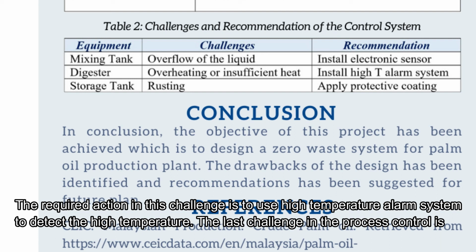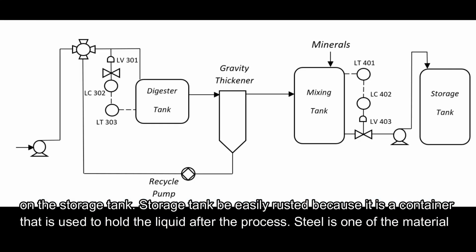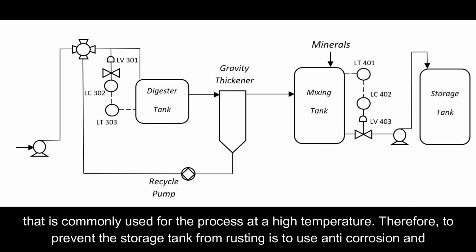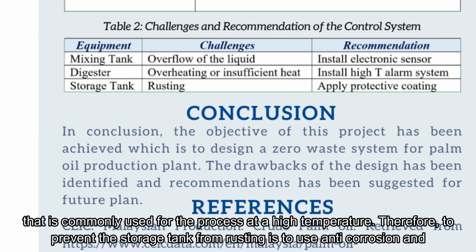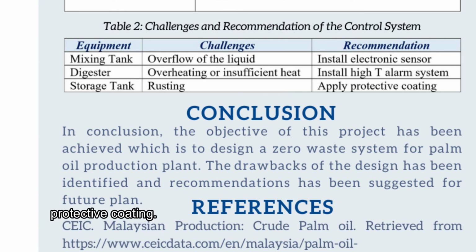The last challenge in the process control is on the storage tank. The storage tank can easily rust because it is a container that is used to hold the liquid after the process. Steel is one of the materials commonly used in the process for the high temperature. Therefore, to prevent the storage tank from rusting, we use anti-corrosion and protective coating.